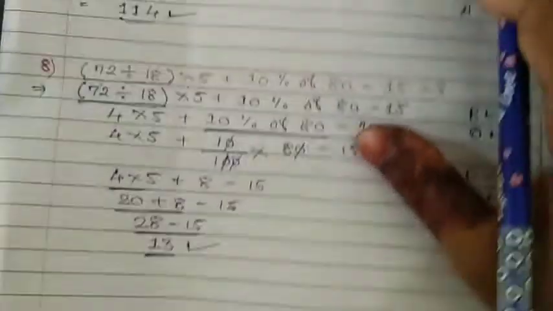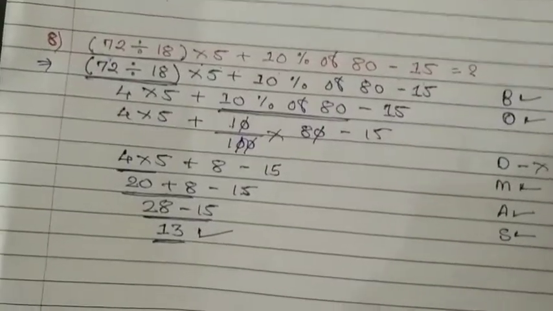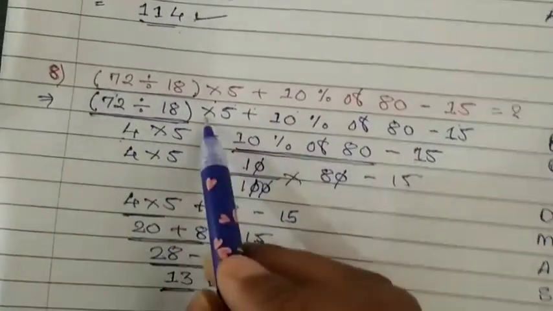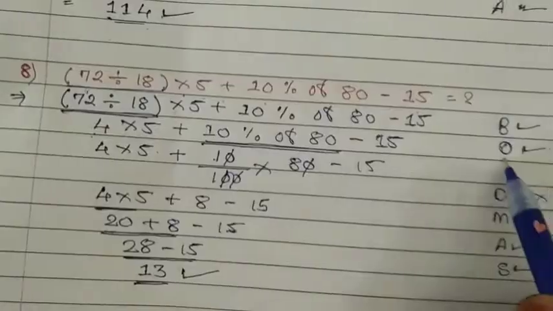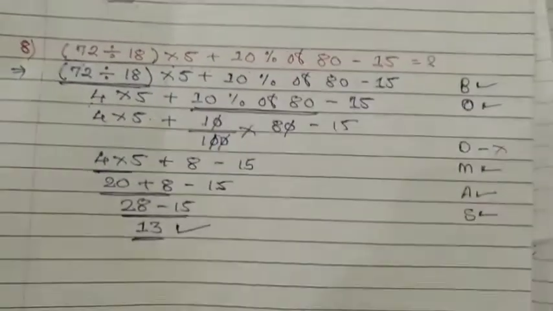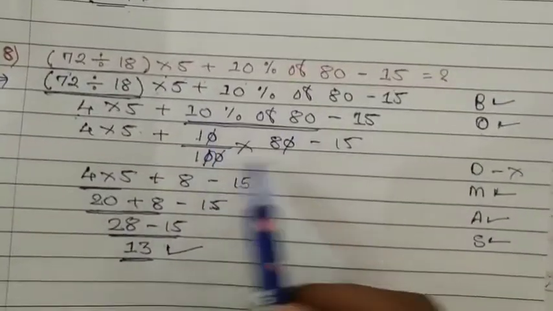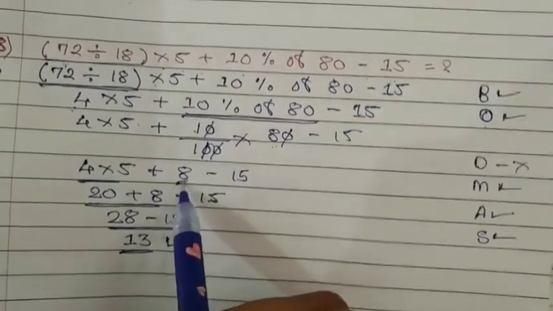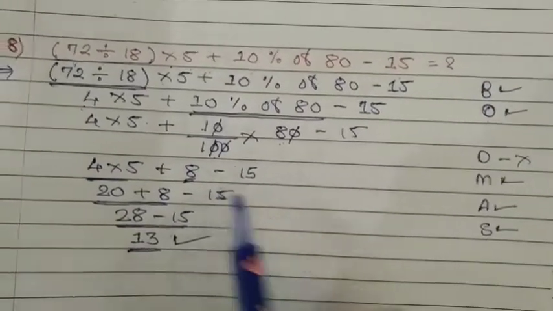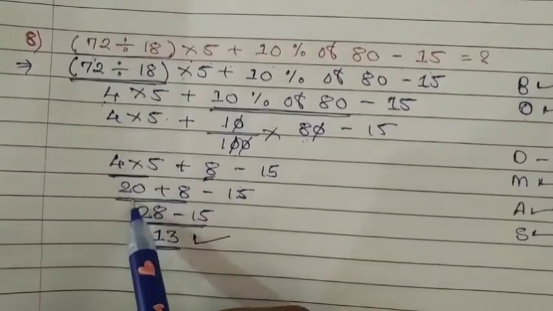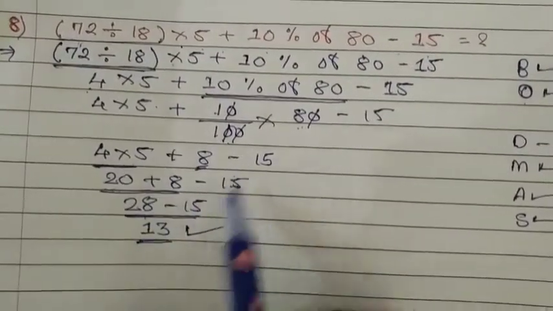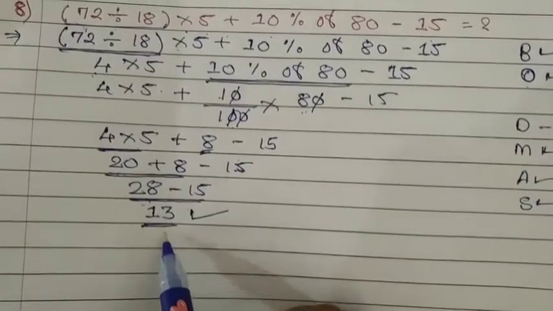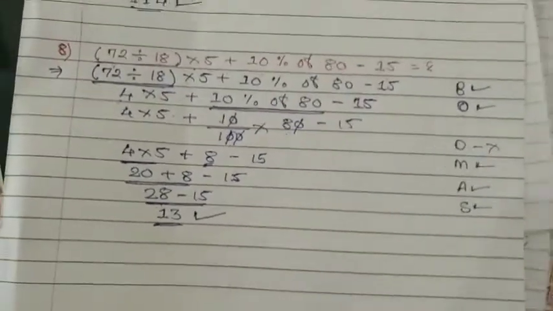How simple it was. 72 divided by 18. Firstly, bracket solve. 72 by 18, how much? 4 multiplied by 5 as it is. Then O stands for of. 10% of 80 means 8. 8 minus 15 as it is. 4 into 5 means 20. 20 plus 8, 28 minus 15, how much? 13. 13 is our last answer.